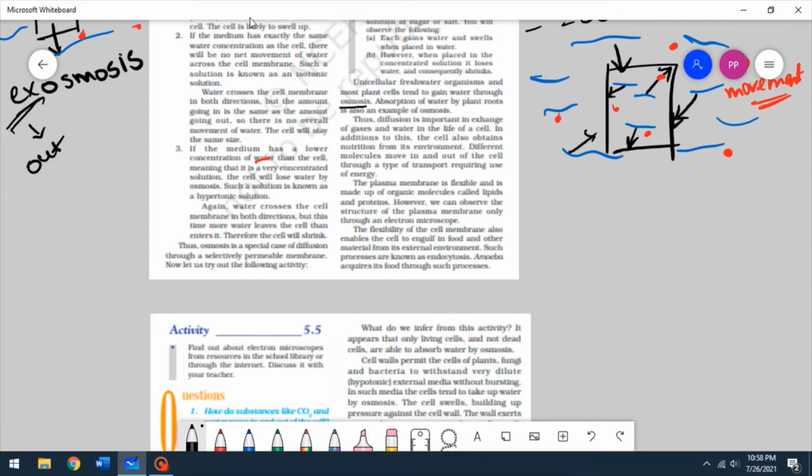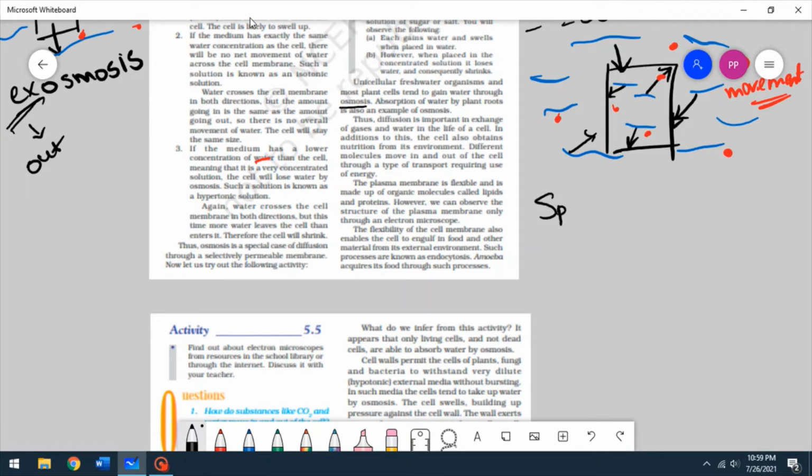Alright, this is why diffusion is important in exchange of gases and water in the life of a cell. And in addition to this, the cell also obtains nutrition from its environment. So the potassium, phosphorus, and nitrogen, the NPK nutrients, the macronutrients that the plant absorbs from its environment, that is also because of osmosis. And different molecules move in and out of the cell through a type of transport requiring the use of energy.